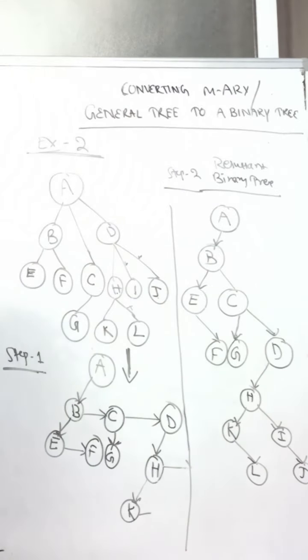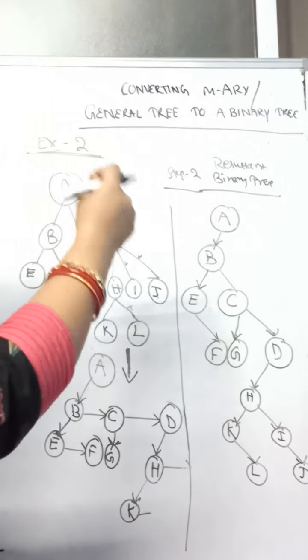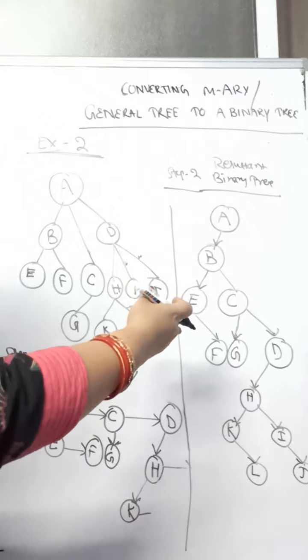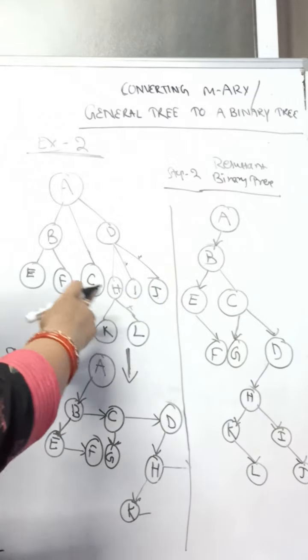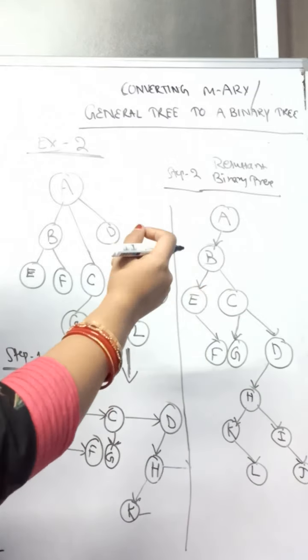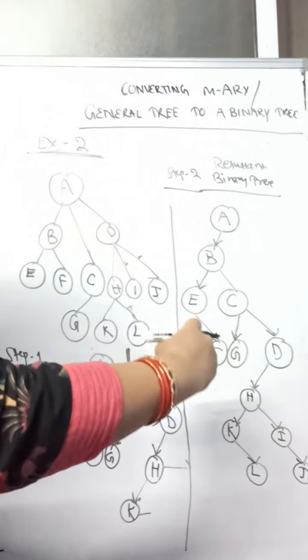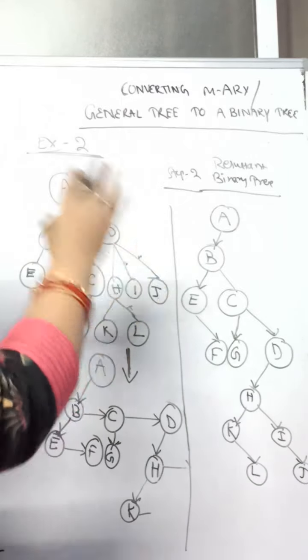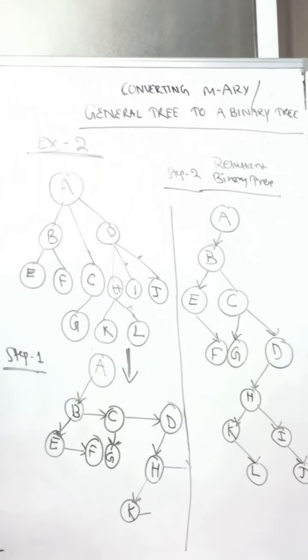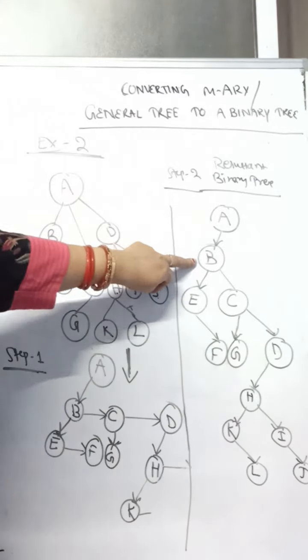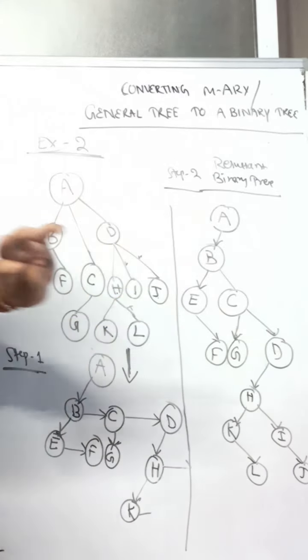Okay, so let me check again. A, then B, then E, C, F. Then G, then D, then H is the left child, K is the left child, L is the right child, and this is the right child. Yes, this is your correct binary tree. So you have to do root, leftmost, and leftmost.